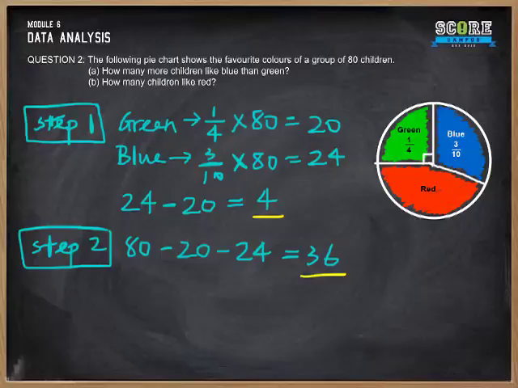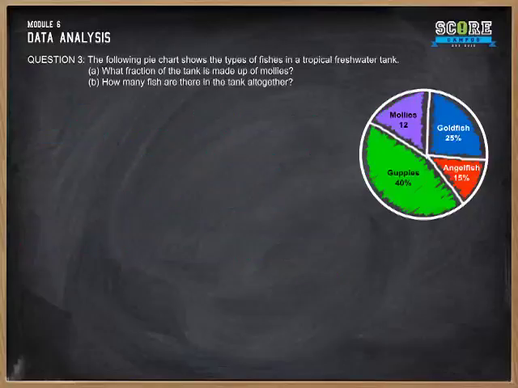Okay, moving on to question 3. The following pie chart shows the type of fishes in a tropical freshwater tank. Once again, information is given on the pie chart. The types of fishes you have are mollies, goldfish, angelfish, and guppies. This is part A of the question. What fraction of the tank is made up of mollies? Part B of the question is this. How many fish are there in the tank altogether?